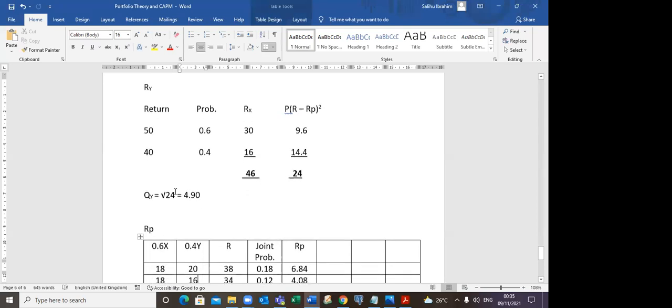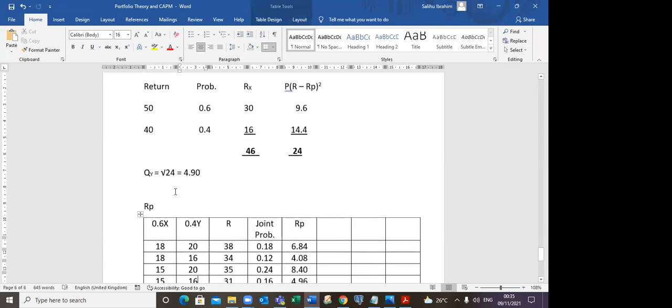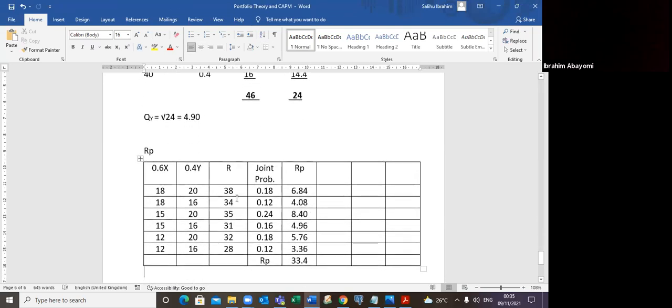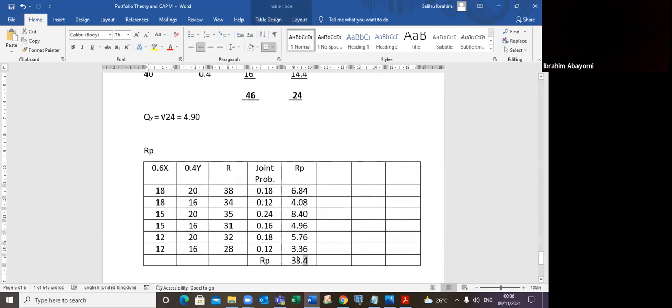So I'll do the same thing for the portfolio. 18 minus 33.3 square. So I will have probability brackets R minus risk of portfolio.